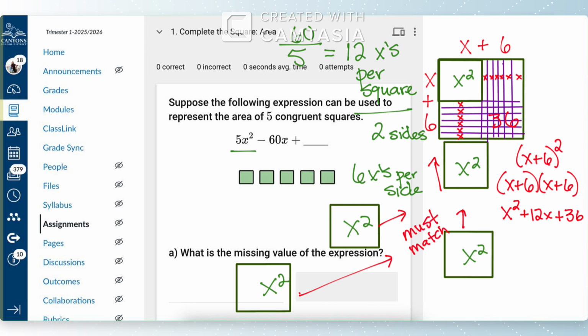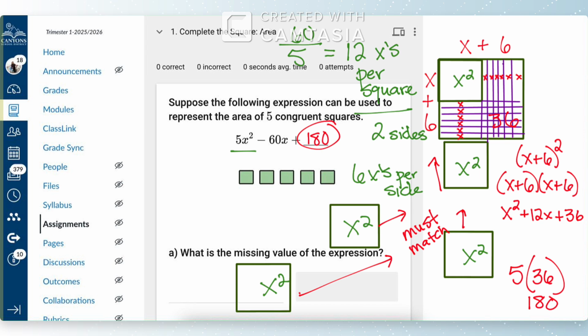So all I have to do here to figure out this last number is do 5 times my 36 little ones, because if I had that picture 5 times, I would have 36 little squares. I don't have a calculator on me. 5 times 36: 5 times 6 is 30, and then that's 150 plus another 30 would be 180. So I think it's 180, but you should definitely double check my math. I'm not using a calculator. So that would be my missing value of my expression.